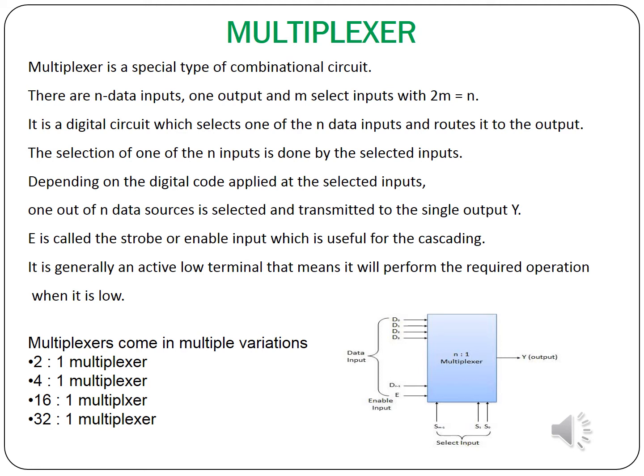In the multiplexer there can also be an enable input. E is an enable or strobe input. It's also possible to cascade multiplexers. A multiplexer is generally activated at a low terminal, meaning it performs the required operation when it's low. So E is an enable input, which may be activated at a low terminal or a high terminal. This diagram shows the block diagram of a multiplexer.